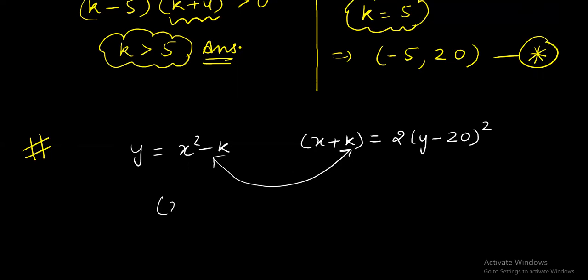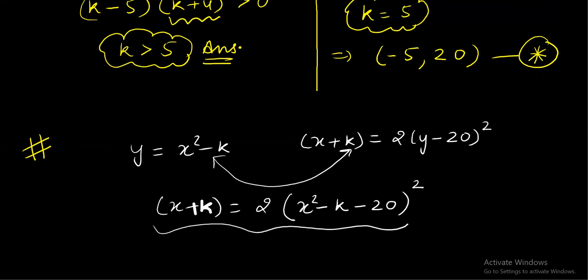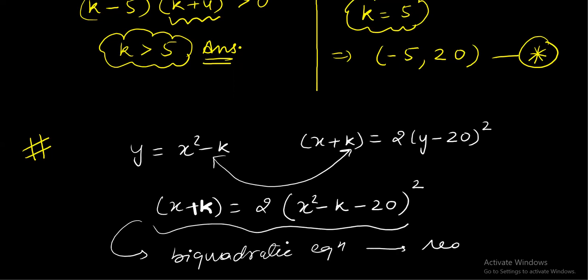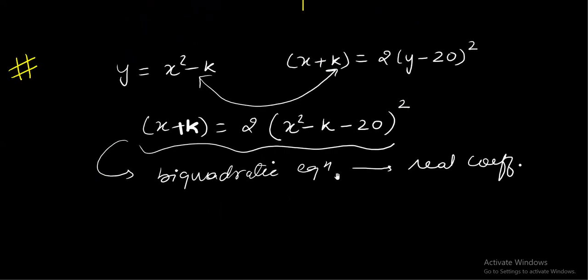I'm going to make it like x plus k. On the right hand side, 2 times y I replaced with x square minus k, minus 20, whole square. Correct? This is what I will be getting. Okay, this is a biquadratic equation. It's a biquadratic polynomial equation, right? It's a polynomial equation that we are getting here. And in this polynomial equation, we have real coefficients. K is a real positive number, a positive integer. All of the coefficients are also real. So we have real coefficients in this biquadratic equation.